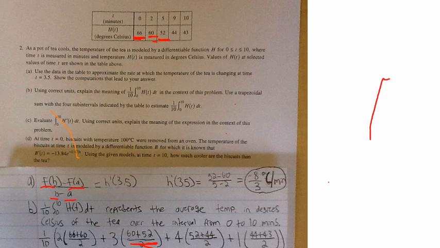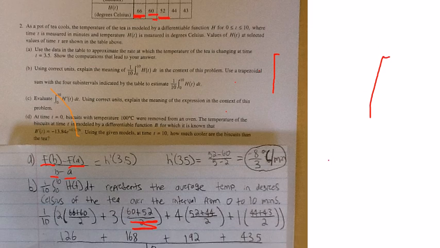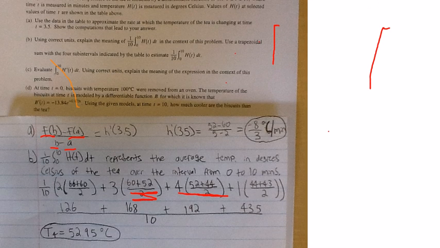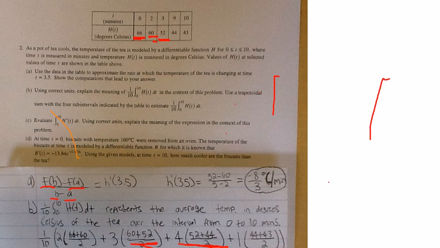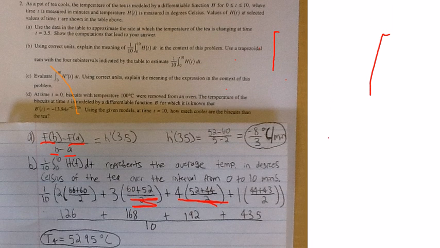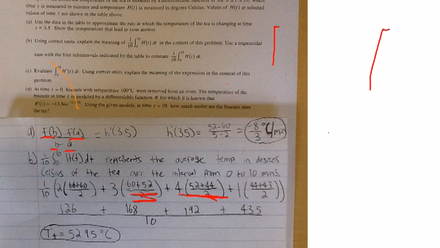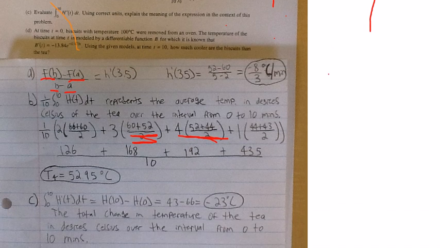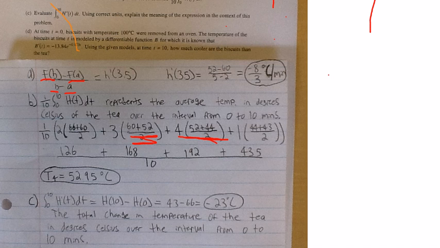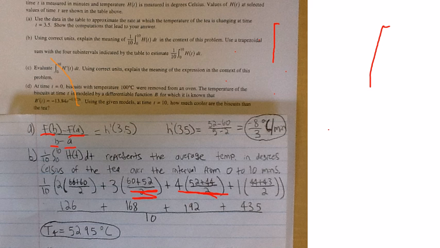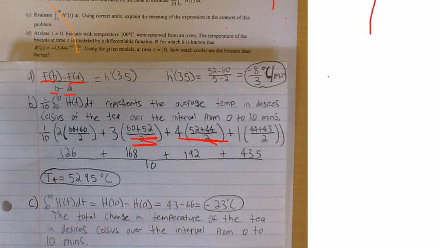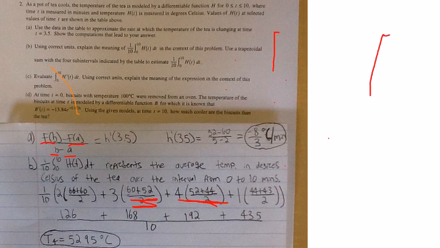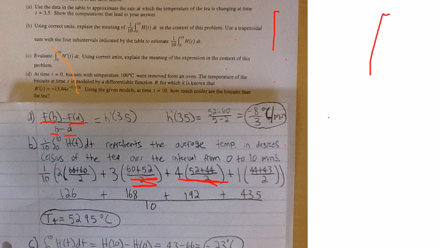And then the next one's going to be 4 because it's 5 to 9, so it's (52 plus 44) over 2 times 4. And the next one's only 1 because it's from 9 to 10, so it's (44 plus 43) over 2 times 1. When you do that, you'll get 126 plus 168 plus 192 plus 43.5, all over 10, which gives you 52.95 degrees Celsius. That represents the average temperature over the whole interval.